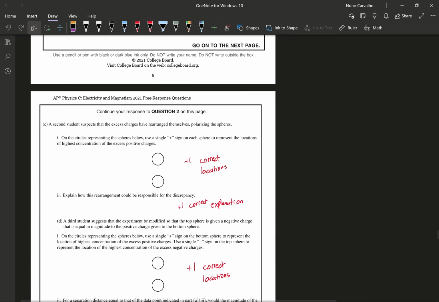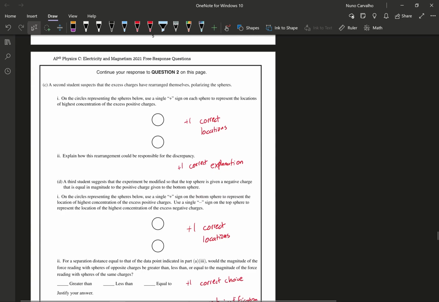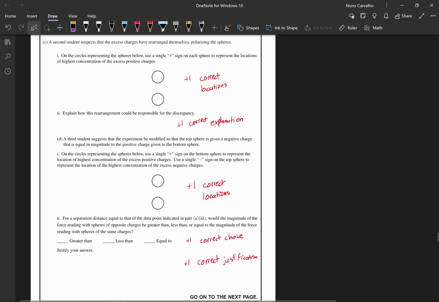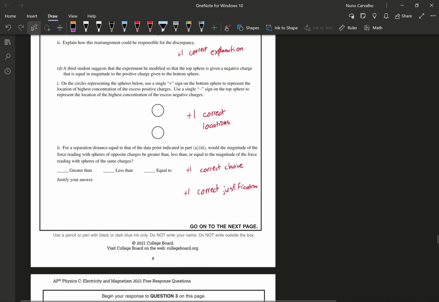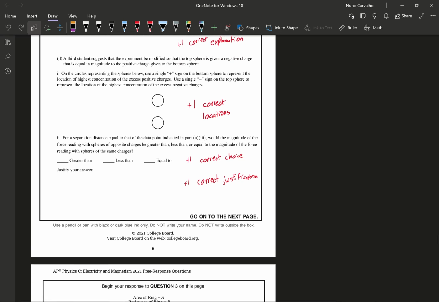Then for part C, I think they'll just give you a point on this one for doing the correct locations, right? So the two positive charges should be away from each other. And then for part two, I think you just get a point for the correct explanation as well. Then for part D, similar to part C, just a point for the correct locations. And then finally for part two of part D here, I think again, you get 1 point for the correct choice and then 1 point for the correct justification as well.